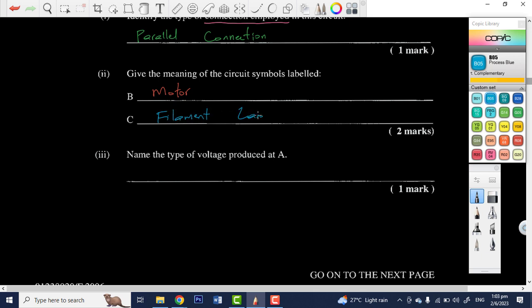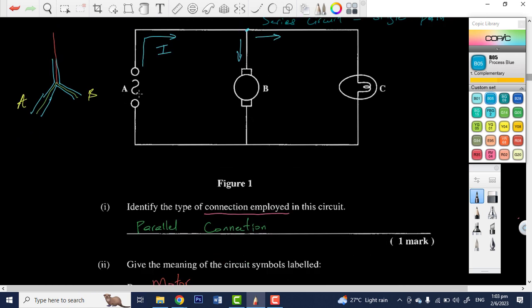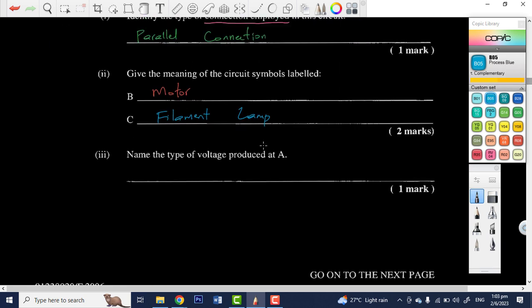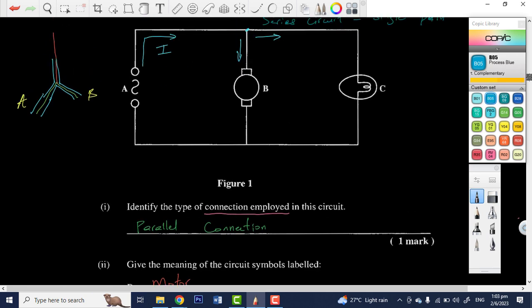But C now, we should know C. What is C? But remember? A lamp, right? So we could say it is a filament lamp. Right? So that's a filament lamp.